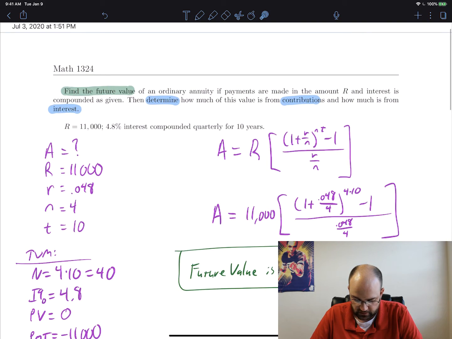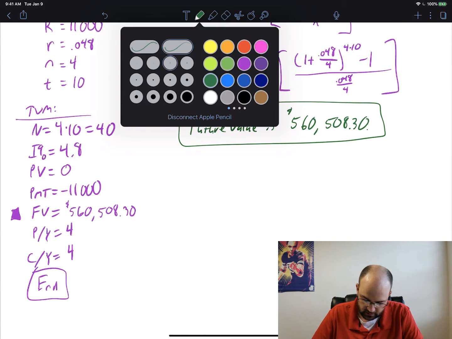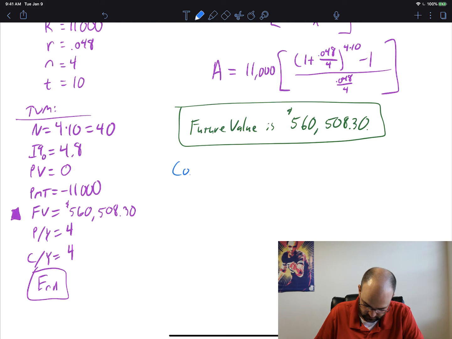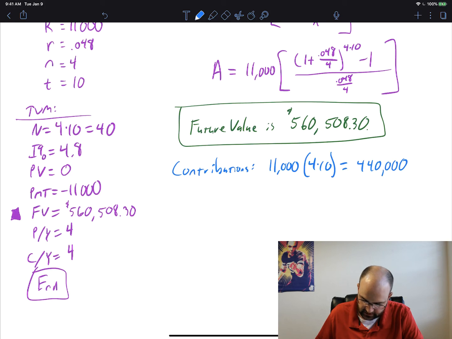The second part of the question, though, is to determine how much of this is from contributions and how much is from interest. Okay, so to find contributions, we just take the revenue times the total number of payments. In this case, we had the 4 times 10, which was 40. And you already saw me type this in, which was $440,000. So of that, the contributions were $440,000.